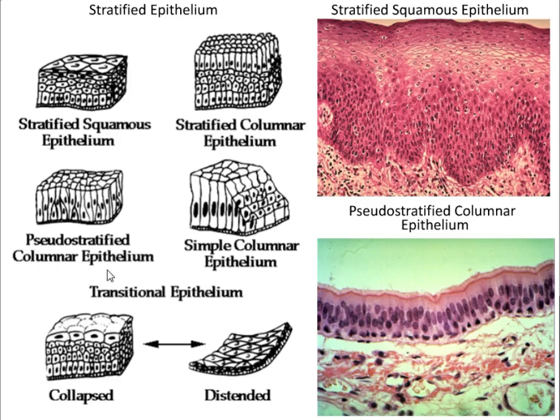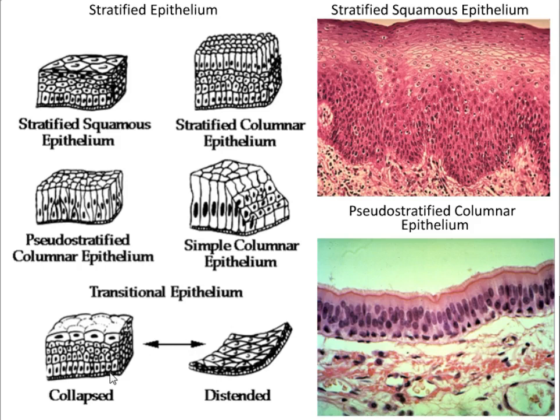Pseudostratified columnar epithelium. Now here, though they look like they are arranged on each other in layers, they are not. They are a single layer. So it is named pseudostratified columnar epithelium. They are simple columnar epithelium. Simple arrangement, no overlapping.